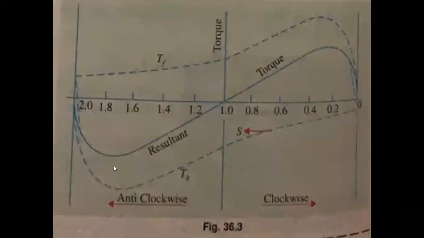So here we can see the diagram. It shows both the torques and the resultant torque. For slips between 0 to 2, at standstill, when S is equal to 1 and at 2 minus S, this is the standstill condition at 1 and 2 minus S. So hence TF and TB are numerically equal, but they are oppositely signed. One is positive and one is negative.